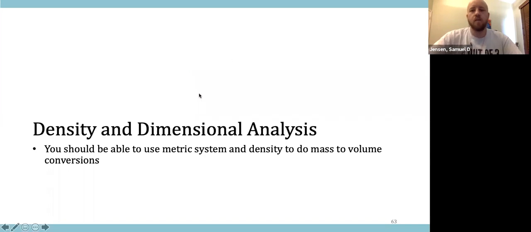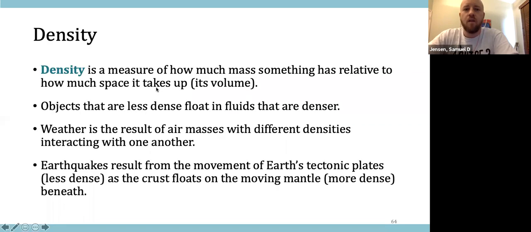Okay, so when we talk about dimensional analysis, this is really a way to keep track of units as we convert from one unit to another. One of the units that we'll first talk about is density. Density is more than one unit. It is a function of how much volume a certain amount of mass has.